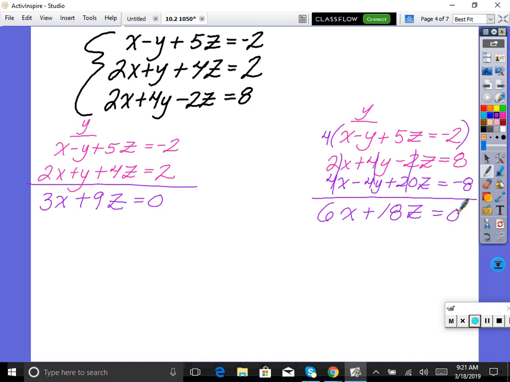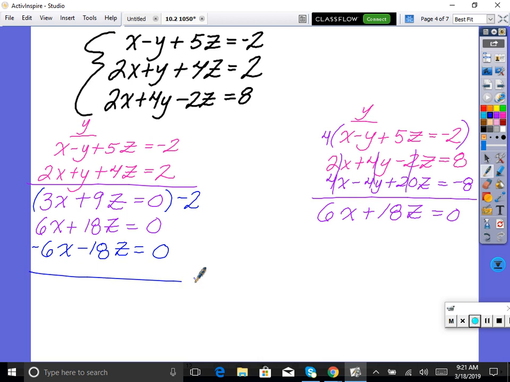So now let's put our two equations together. So I'm just going to take this one and write it underneath this one if you don't mind. So 6x plus 18z equals 0. Now you'd say I'm going to eliminate x or z, one of the two. So let's go with x, sure. So we times this by negative 2. So then we would get negative 6x minus 18z equals 0. Remember that 0 times negative 2 is not negative 2, it's 0.